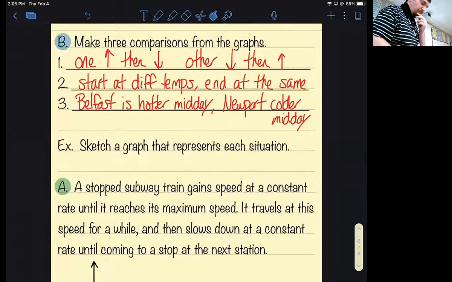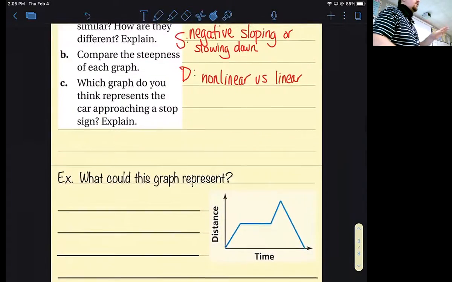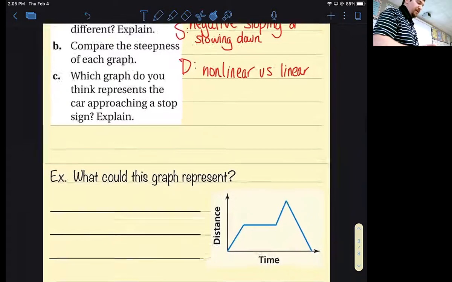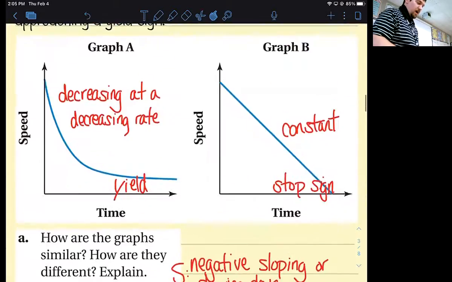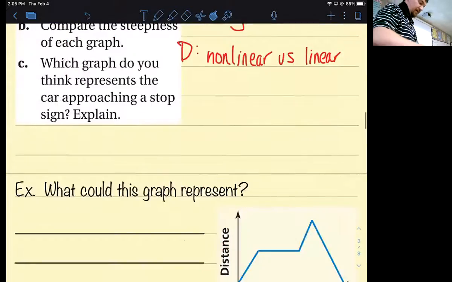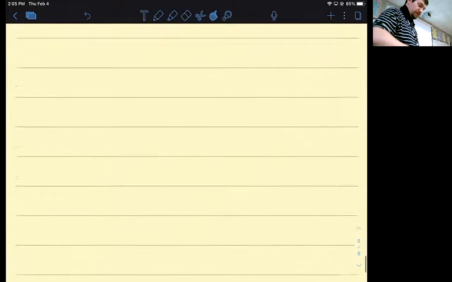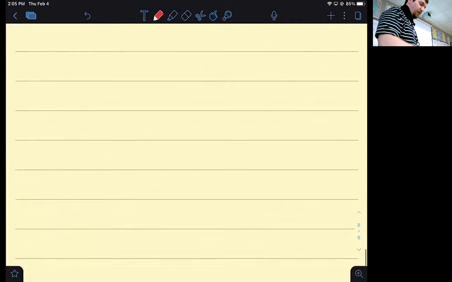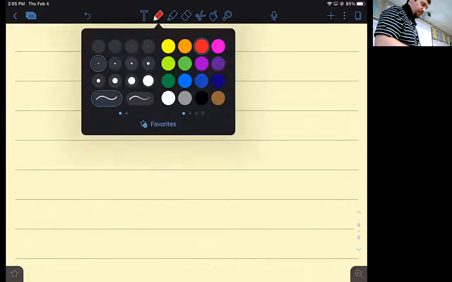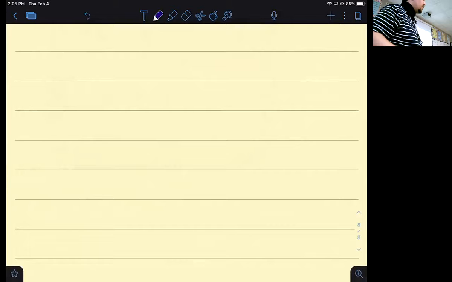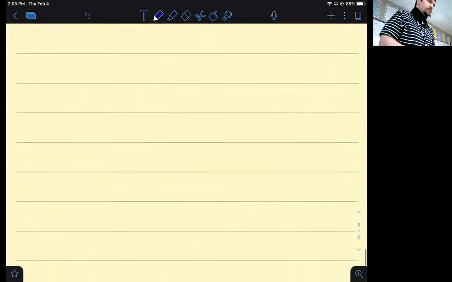All right, before I dismiss you guys, and we'll finish these notes tomorrow, I want you to scroll down to the bottom of your notes. I want you to sketch 4 different graphs for me. We don't have an extra page. Write on it, and it'll add an extra page. Oh, that's so cool.